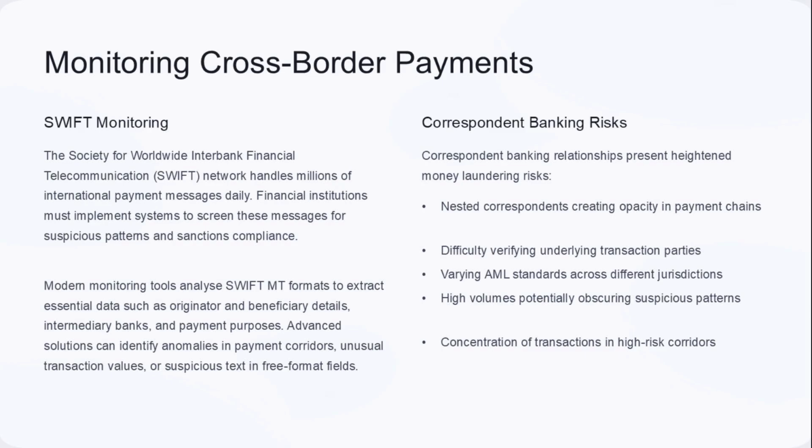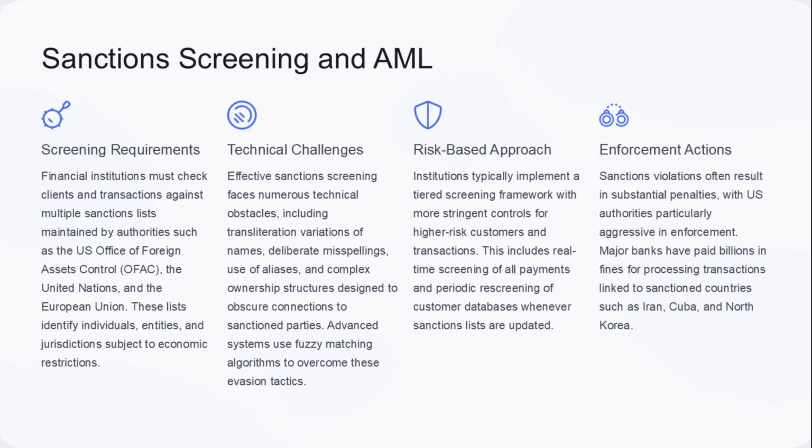These processes help identify suspicious activities and ensure compliance with AML standards, addressing risks associated with high volumes and varying transaction parties across jurisdictions. Sanction screening is essential for AML efforts, requiring institutions to match clients against multiple lists and jurisdictions. Effective enforcement actions, including penalties and restrictions, ensure compliance with international sanctions, targeting countries linked to economic restrictions.